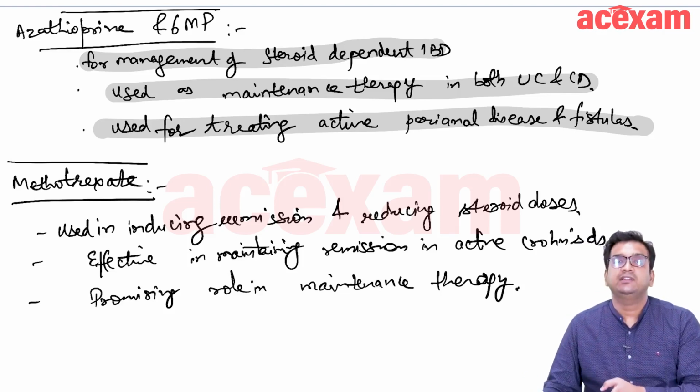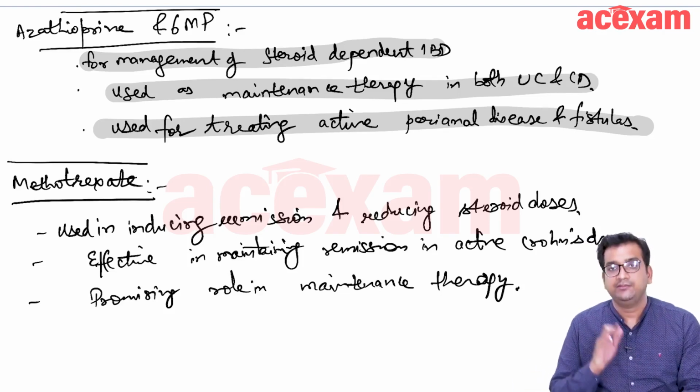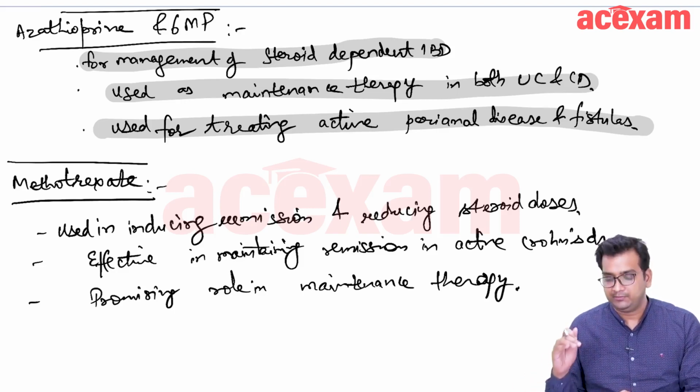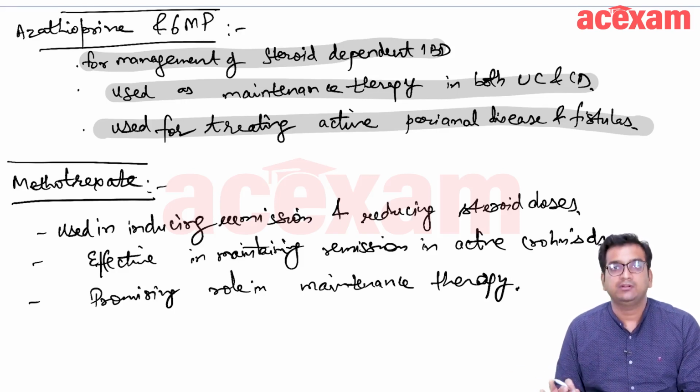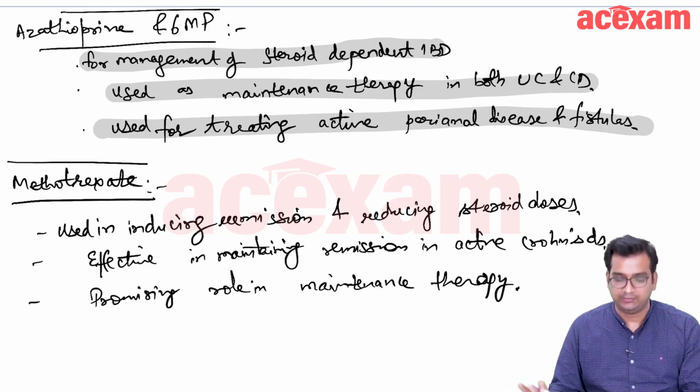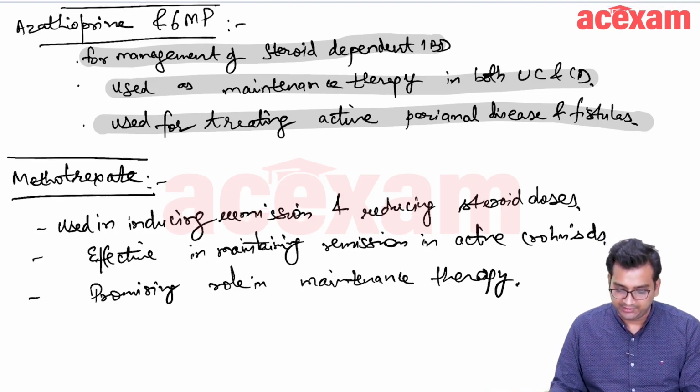Generally, we try to maintain with the 5-ASA agents. If it is not being maintained with the 5-ASA agents, you go for azathioprine 6-mercaptopurine. If it is not being maintained with azathioprine 6-mercaptopurine, then we have a space for methotrexate also in maintenance of the remission. So it is almost used in everything. It can induce remission, it can decrease the steroid dose, it can help in maintenance of the disease also. That is methotrexate.